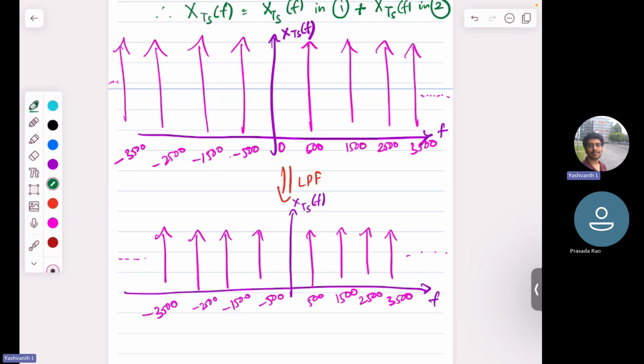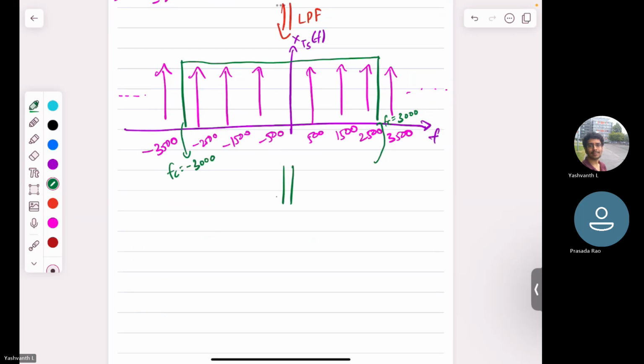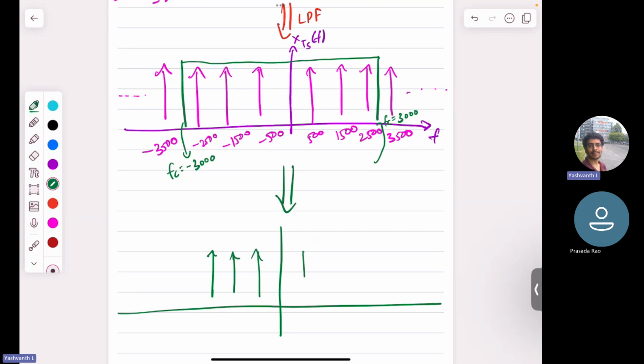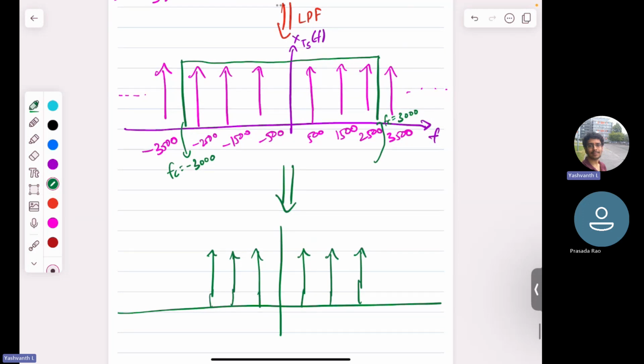The cutoff frequency is 3000, that means your low pass filter is something like this: Fc is equal to 3000 and minus 3000. Therefore, what will be the output of this? It will only contain minus 2500, minus 1500, minus 500, 500, 1500, 2500. That's all. It will not contain any other frequency because this low pass filter will ensure that all these impulses are rejected at the output.